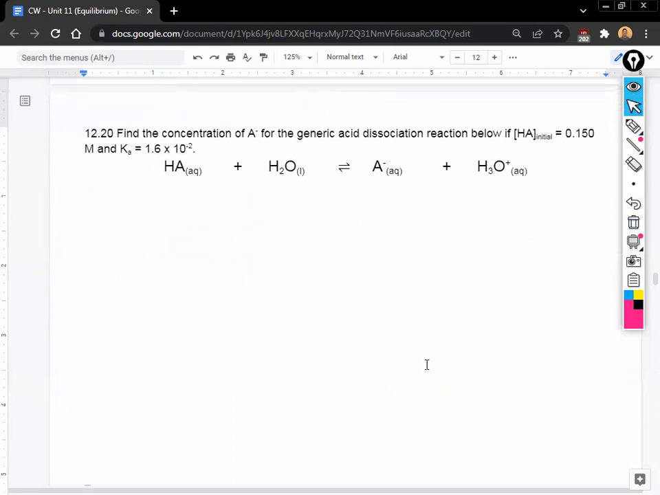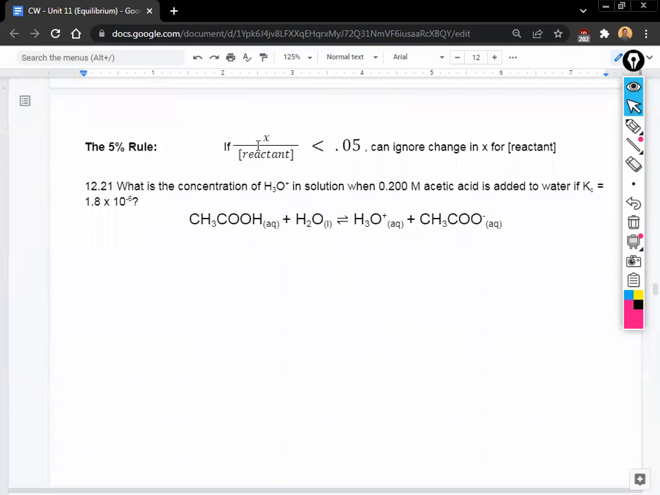The 5% rule is telling us, and now you can write it down, if x divided by the reactant concentration is less than 0.05, which is 5%, we can ignore x. And that's what this problem is going to be. I'll just let you guys know right now. I'm going to show you how to use the 5% rule because it can actually save you a lot of time because you don't need to use the quadratic. You just need to do a simple calculation to test if it fits the 5% rule.